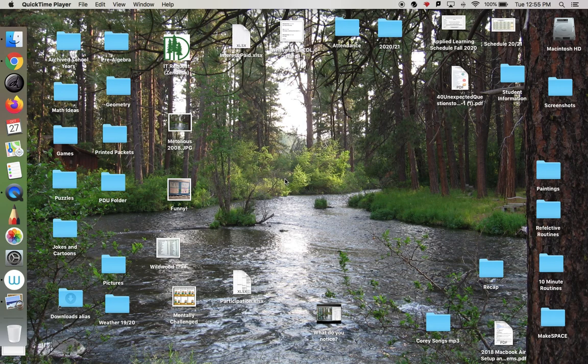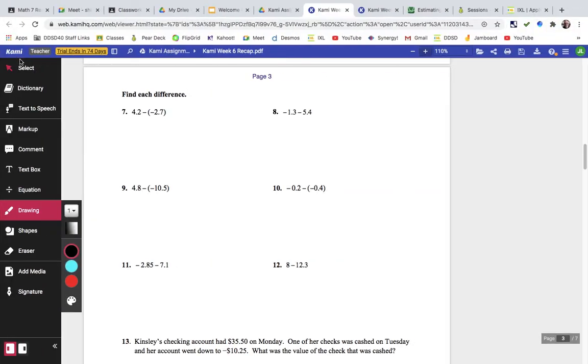This is a recap for Tuesday, October 27th. Today we worked on page 3 of CAMI week 6. So I'll do the problems that we did.